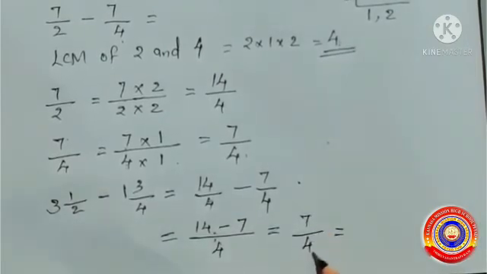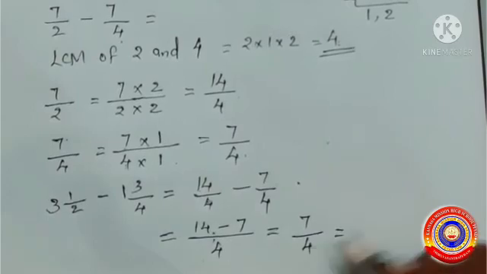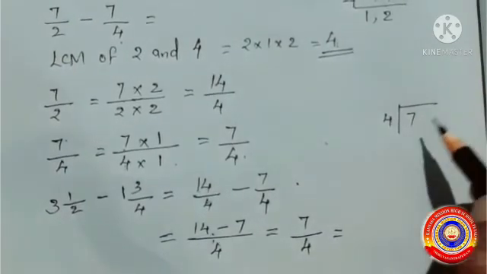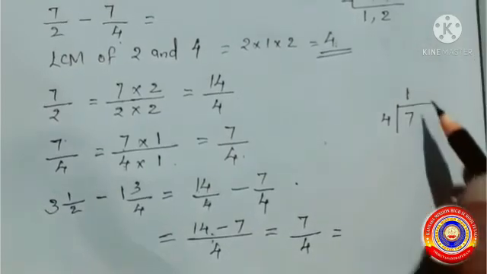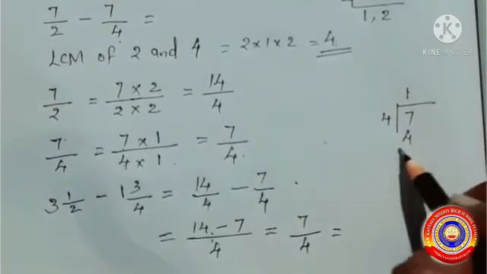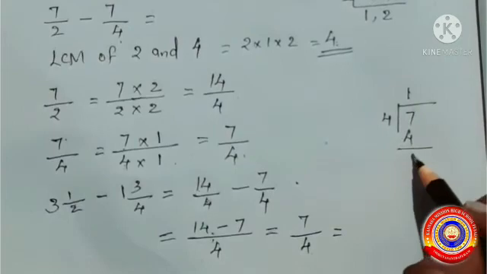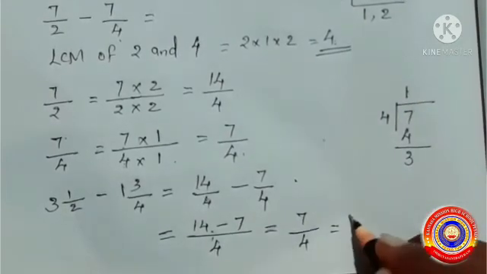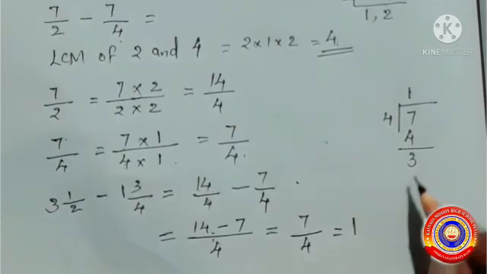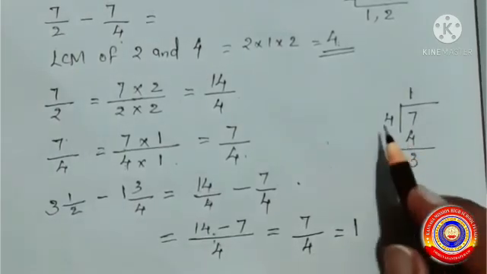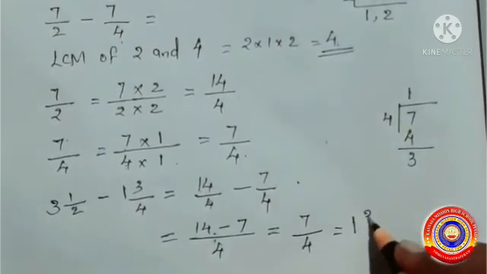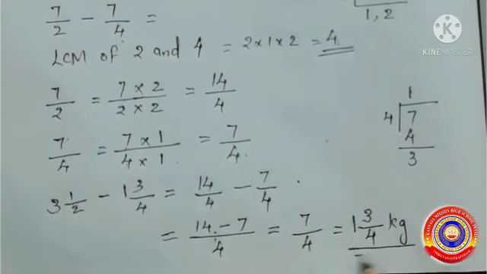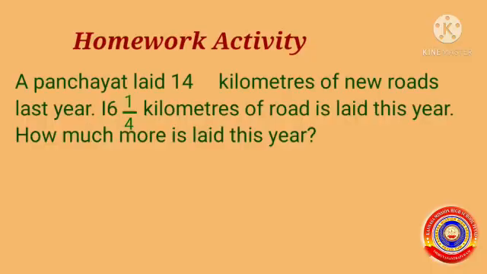Now convert 7 by 4 into a mixed fraction. For that we have to divide 7 by 4. How many times? 1 time. 4 into 1 equals 4. 7 minus 4 equals 3. Now write the quotient 1 in the whole number part, the remainder 3 as the numerator and divisor 4 as the denominator. The answer we got is equal to 1 and 3 by 4 kilograms. Is it clear for you?